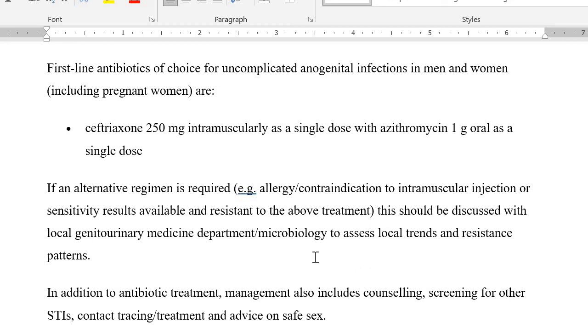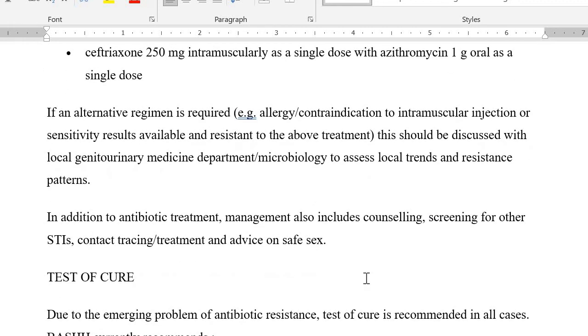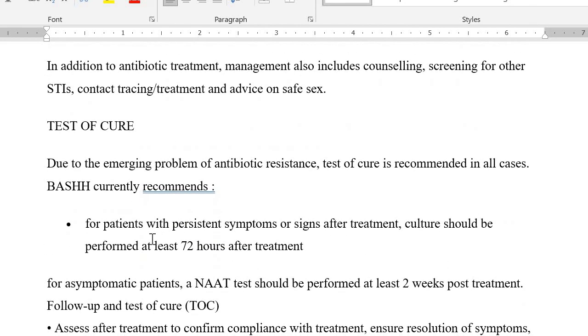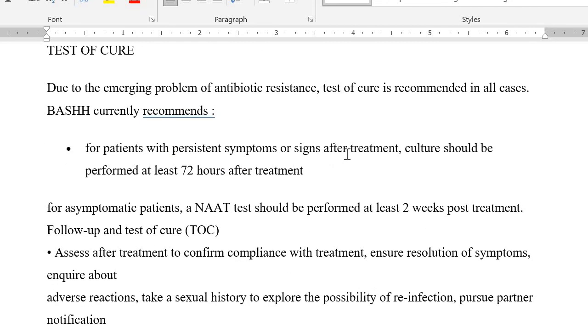In addition to the antibiotic treatment, management also includes counseling, screening for other STIs, contact tracing, treatment, and advice on safe sex. Test of cure should be done here also. It is recommended by BASHH for patients with persistent symptoms or signs after treatment. Culture should be performed at least 72 hours after the treatment, and for the asymptomatic patient, a NAT test should be performed at least 2 weeks post treatment.